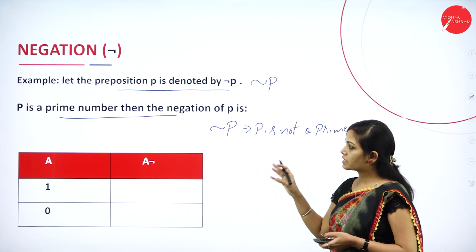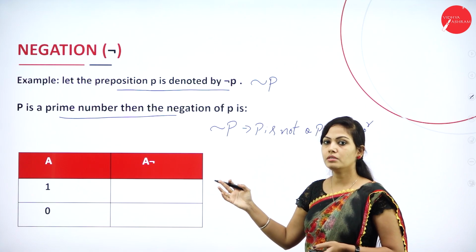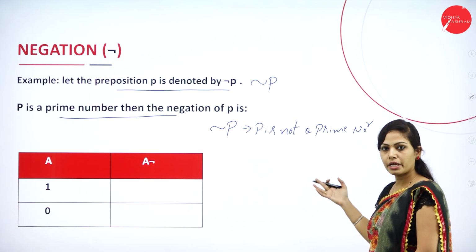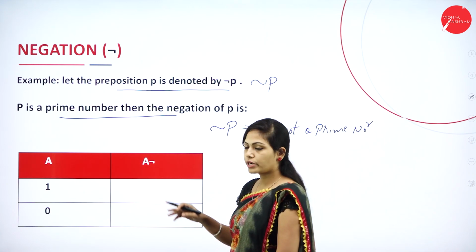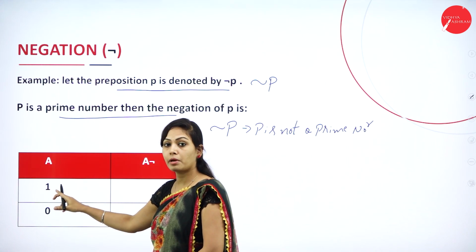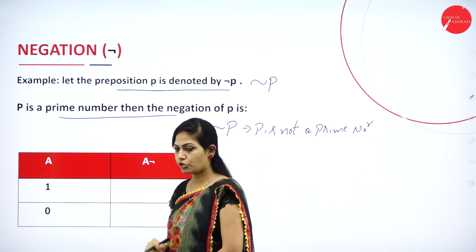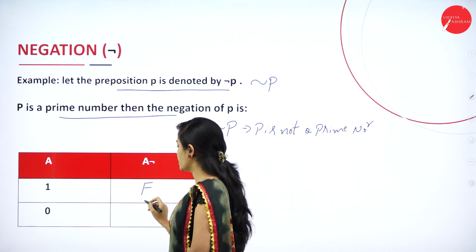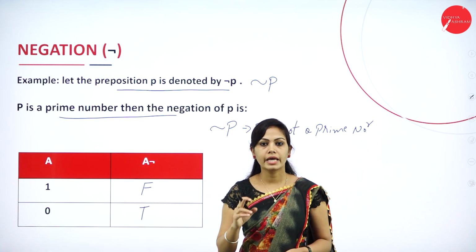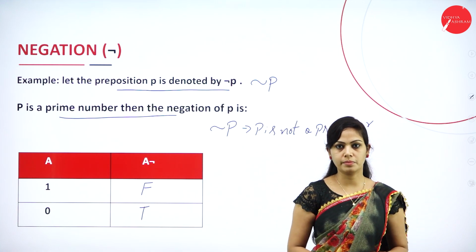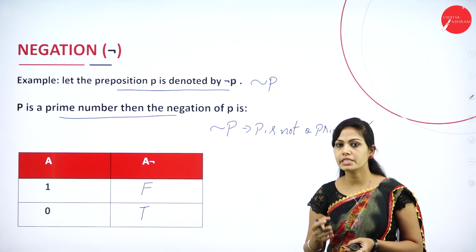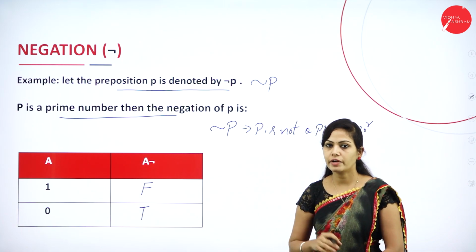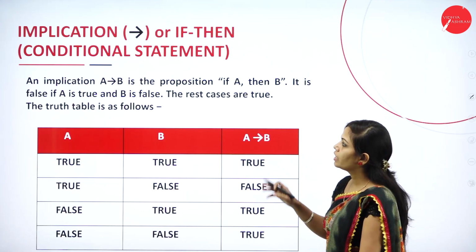Listen carefully. If your statement is P is a prime number, what is the negation of this statement? P is not a prime number. That's it. If your condition is true, you can represent it by 1, and false by 0. If your condition is true, negation is false. If your condition is false, negation is true. So this is called negation in compound proposition. So we have simple connectives, that is AND, OR and negation. And also we have if-then and if and only if. The next statement we have is implication.